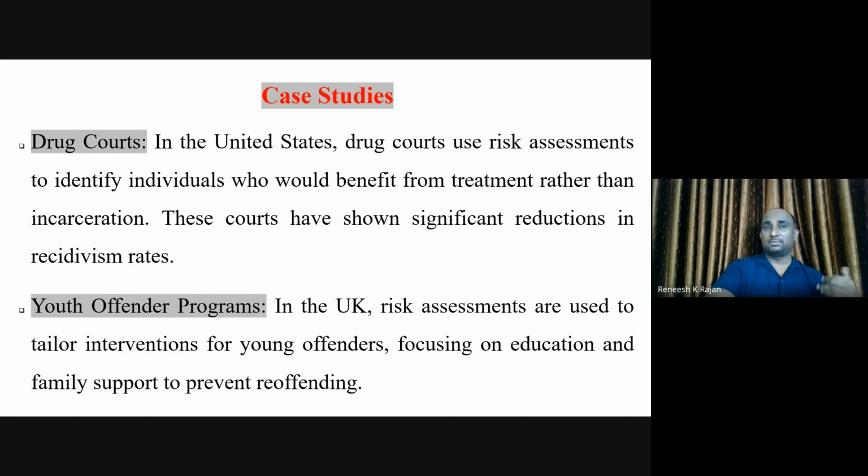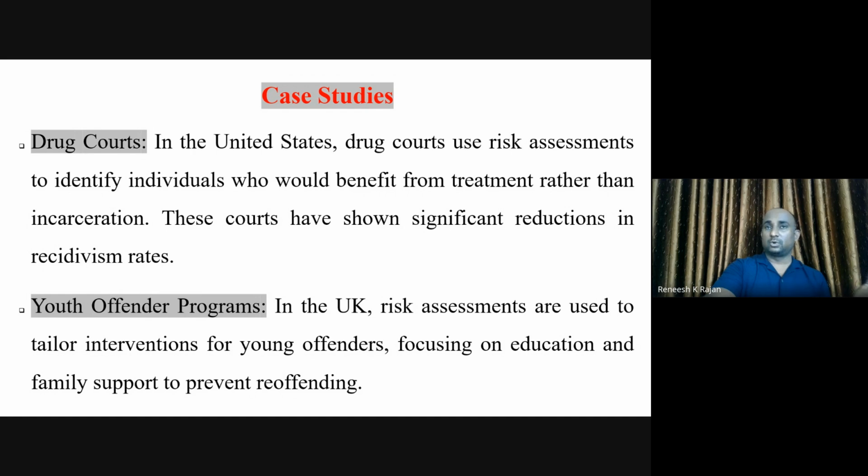Reducing recidivism means reducing repeated offending. By reducing recidivism, we are reducing the crime rate and preventing further crime. We cannot say crime-free, but we can reduce the crime rate in society. We're focusing on public safety and youth offender programs. In the UK, risk assessments are used to tailor interventions for young offenders, focusing on education and family support to prevent reoffending. Most developed countries, like the UK, USA, Canada, Australia, or New Zealand, have risk and need assessment tools, and they assess their prisoners' risk.